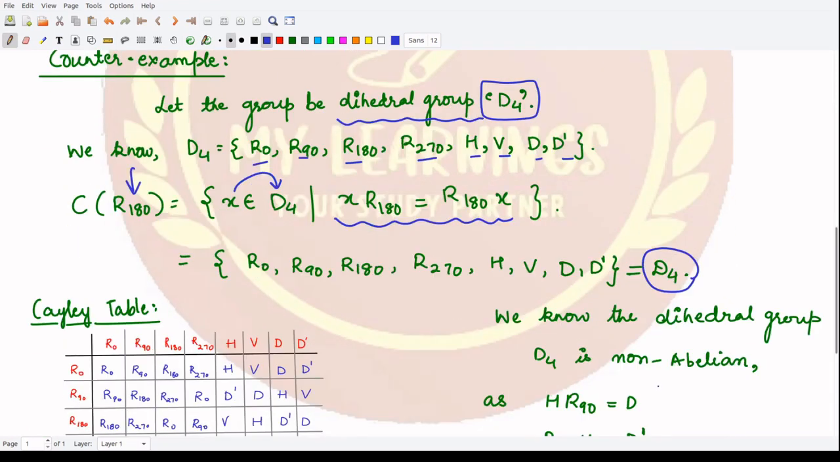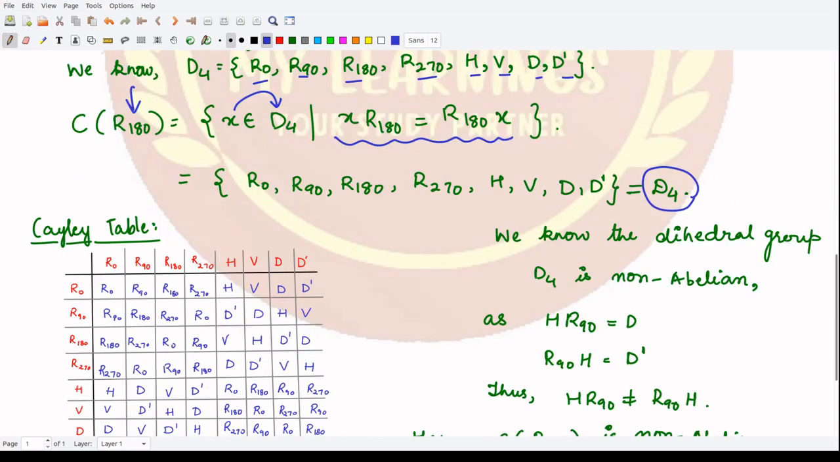Why is that so? Because you can check for each element. Obviously R0 being the identity would commute with R180. What about R90? R90 with R180 is R270, and R180 with R90 is R270, the same. Hence they also commute. What about R180 with R180? It would be R0, so it is also commuting. R180 with R270 is R90, and R270 with R180 is again R90, so again the same.